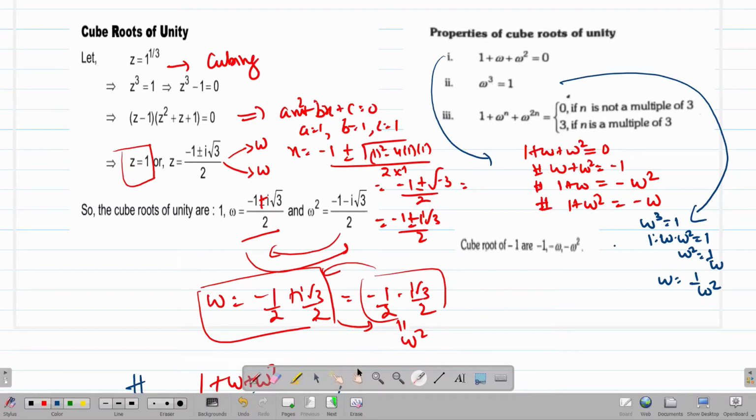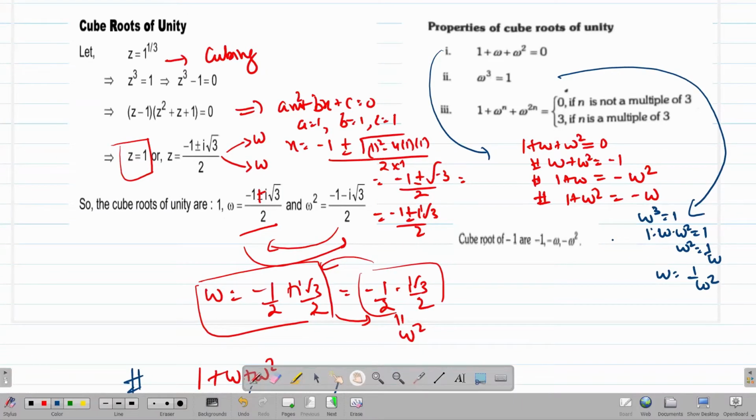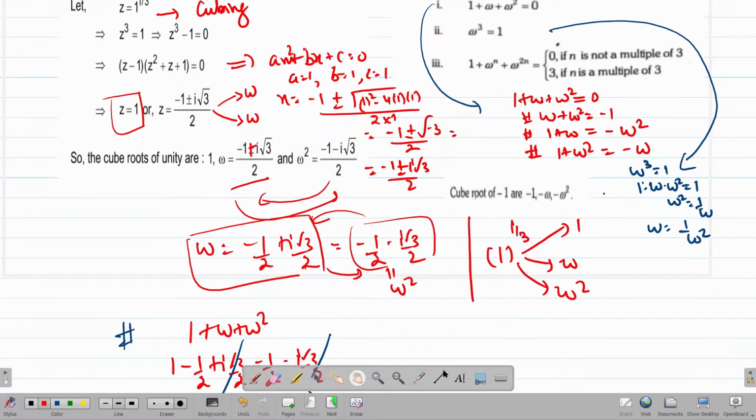But what else we get? If cube roots of 1 are 1, omega and omega square, then what is written here? That the cube roots of minus 1 are minus 1, minus omega and minus omega square. So cube roots of minus 1 are minus 1, minus omega and minus of omega square, right?